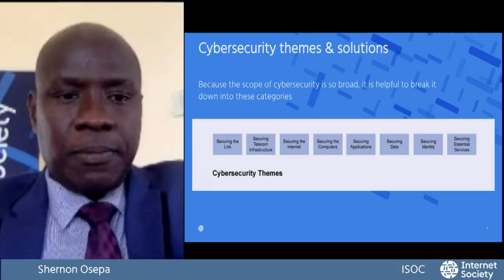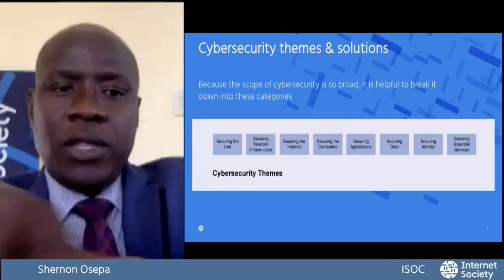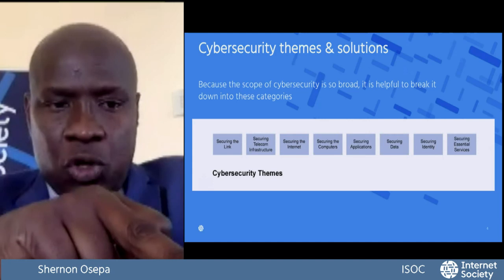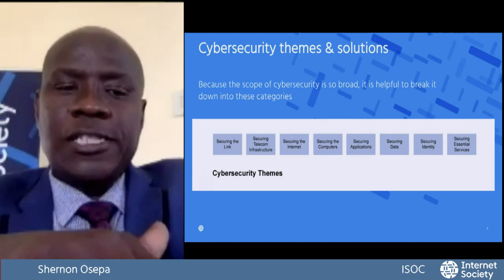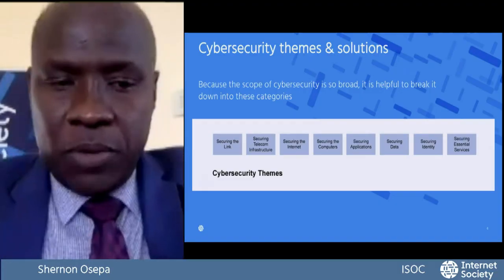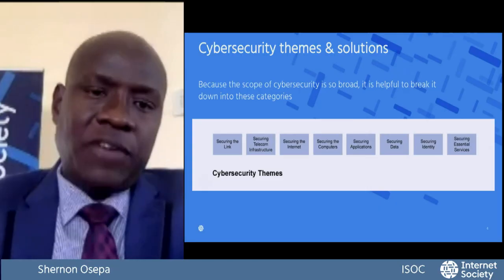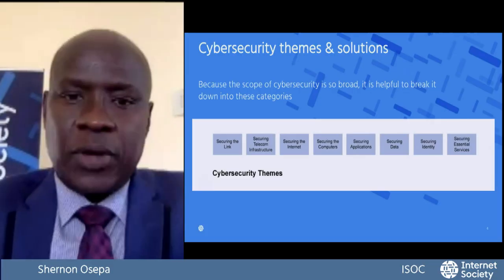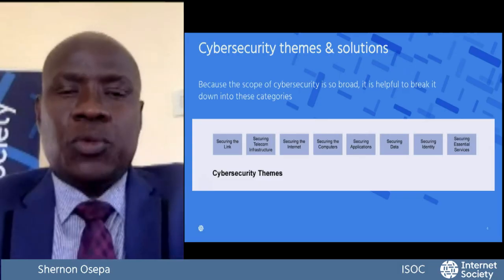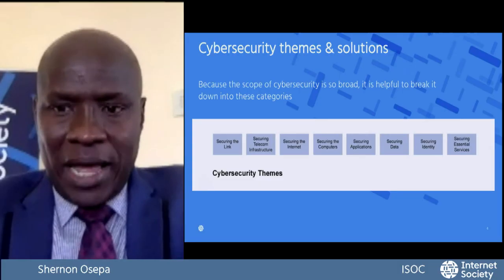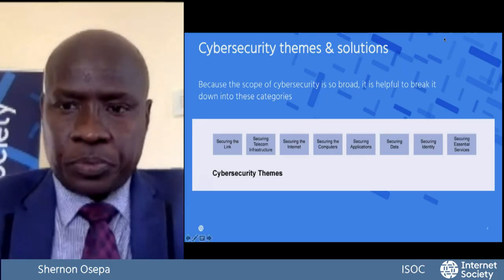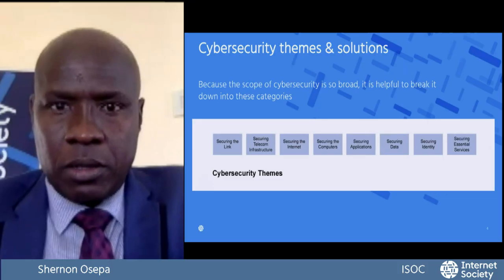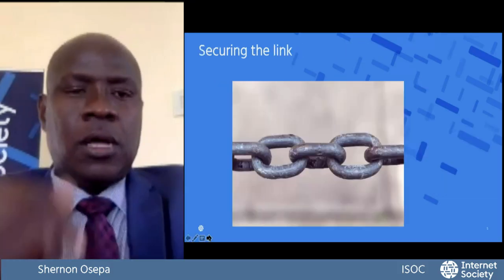So when we talk about cybersecurity themes, we need to look at these 8 areas. I think I did present this once already in St. Vincent, if I'm not mistaken, but let me focus on it. So first, we need to secure what we call the link. And I'll be explaining that in a while, what I mean with that. We need to secure the telecommunication infrastructure itself. We need to secure the internet. We need to secure computers or smart devices that we're using. We need to secure what we call the applications that we're using, securing data, securing identity, and we need also to secure essential services. Yes. Let's start with the link.